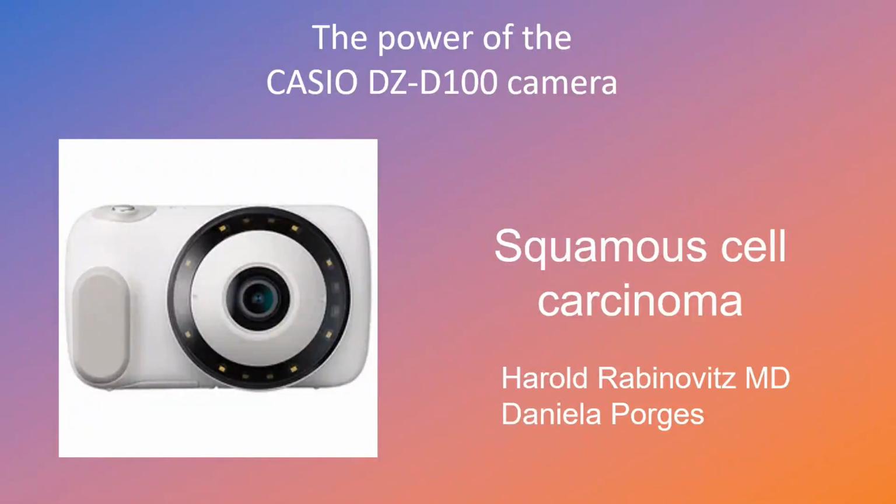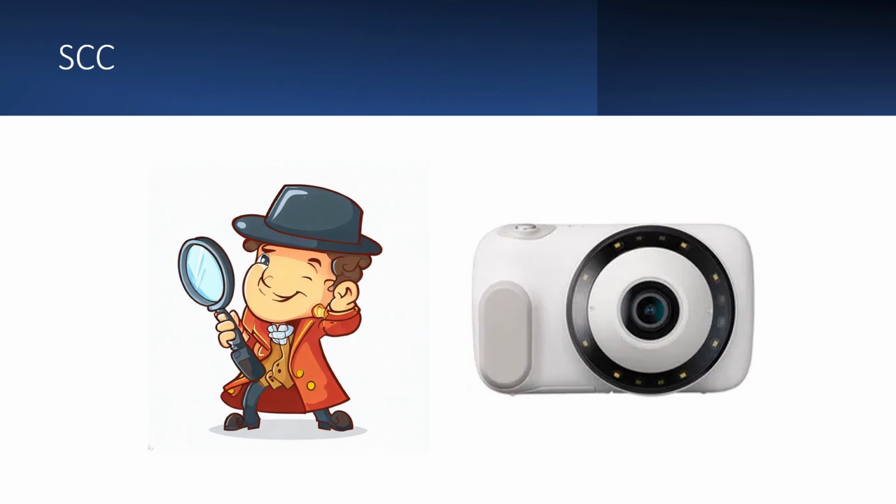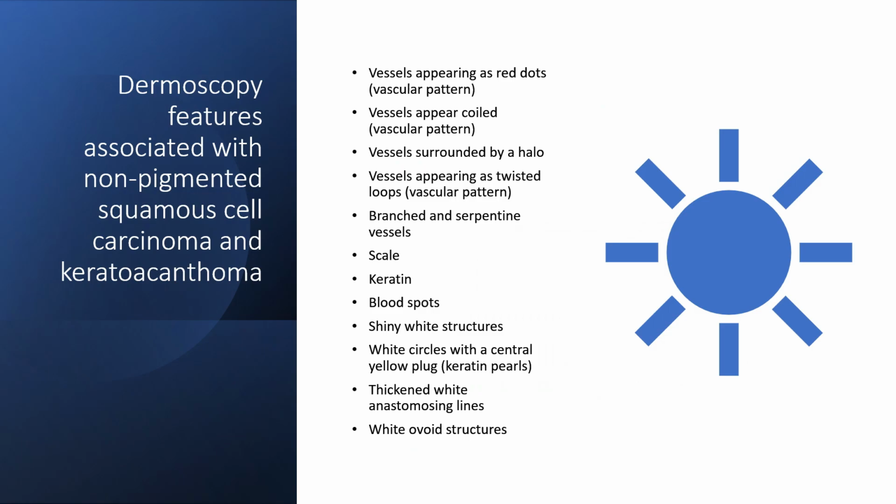The power of the CASIO camera. So let's take a look at the features with the CASIO camera of squamous cell carcinoma. These are all the dermoscopy features associated with non-pigmented squamous cell carcinoma and keratoacanthomas. Here are some clinical examples.